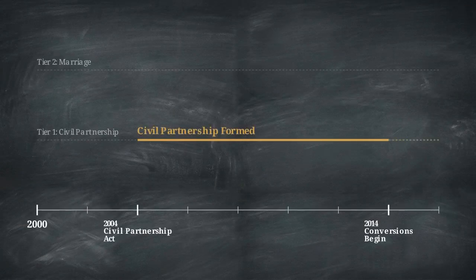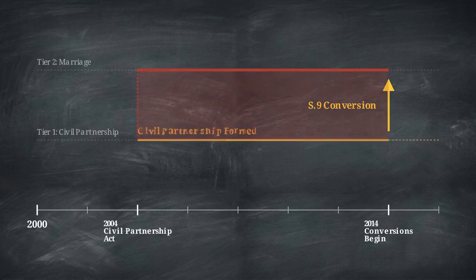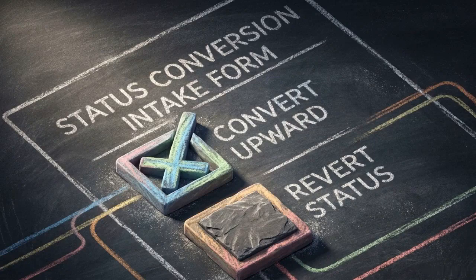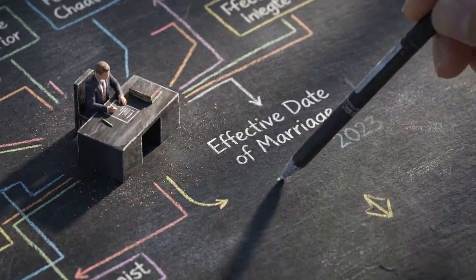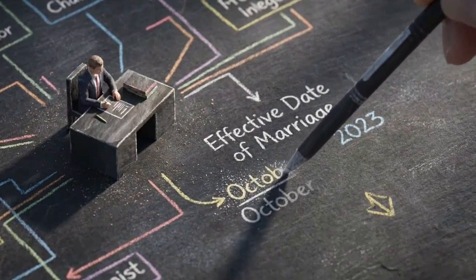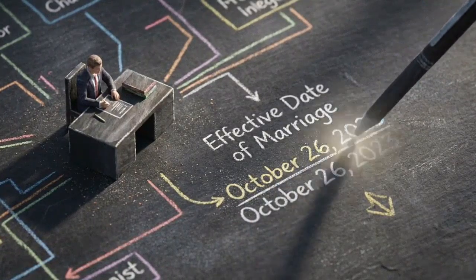As shown on the timeline, Section 9 does not start a new clock. Instead, the law treats the marriage as having existed since the date the original civil partnership was formed. This is a strictly one-way mechanism. Legally, a marriage cannot be converted down into a civil partnership. Section 9 functions as a retroactive correction of marriage validity, specifically enacted to resolve the legal consequences of previous statutory restrictions.